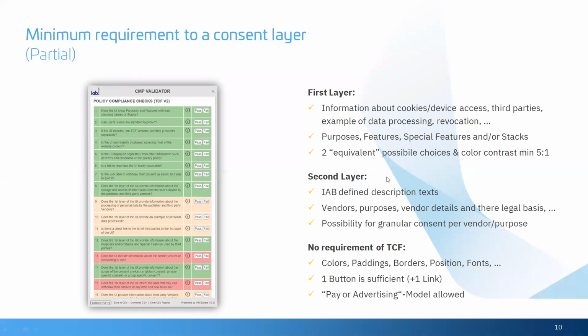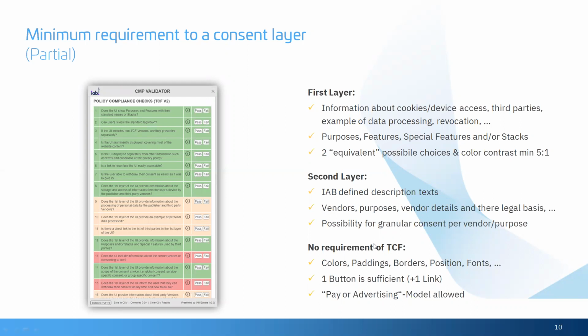There are some other requirements for the second layer. You need to have the descriptions of the purposes, so there are predefined texts from the IAB that you need to use. You need to have all the vendors and all the purposes. You need to have the details for these vendors. The legal basis needs to be named, etc., etc. So there are a lot of details that you need to put in the second layer. And you need to have a possibility for granular choice. It's not possible that the user can only say yes or no to marketing, personalization. There must be a possibility for granular choice per vendor and per purpose.